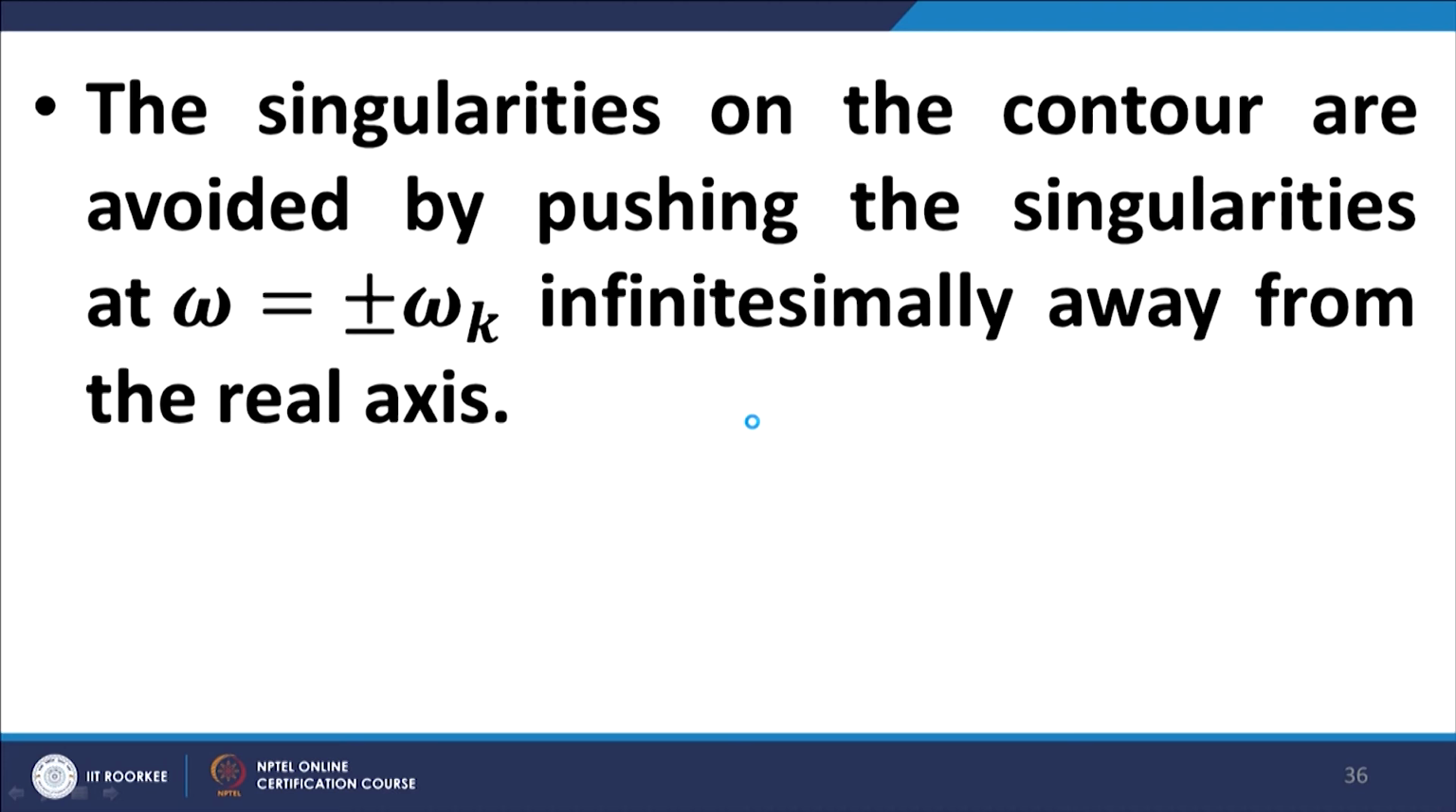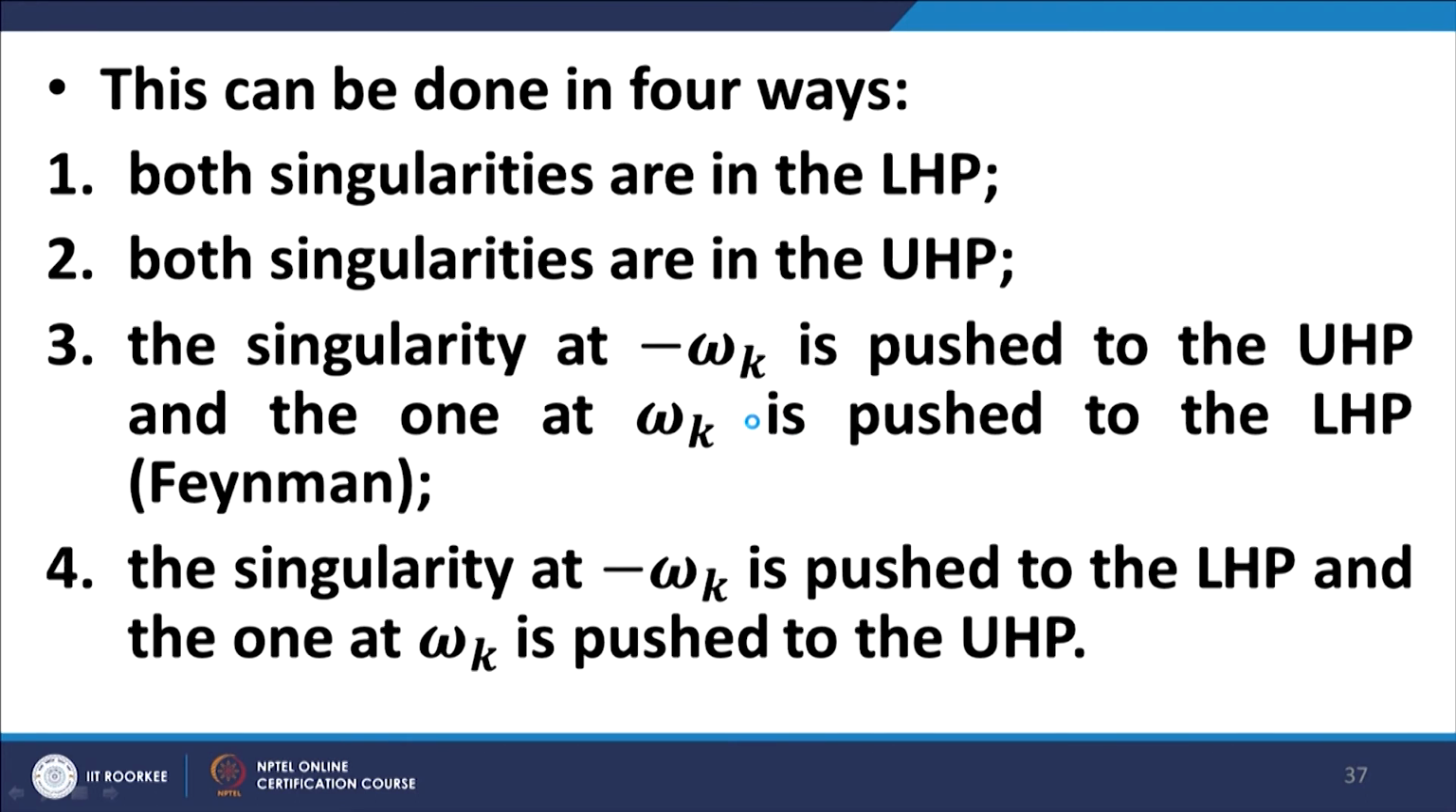They are avoided during this integration by shifting them slightly either in the upper half plane or in the lower half plane, and accordingly we get 4 types of integrals depending on how these poles are handled. We get 4 different situations. The first situation is when both the singularities are shifted to the lower half plane.